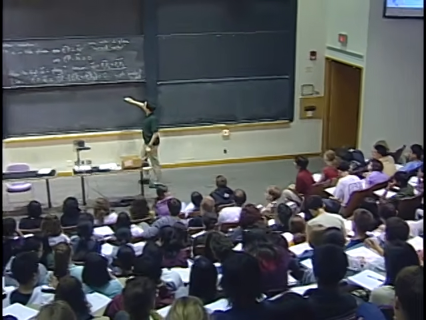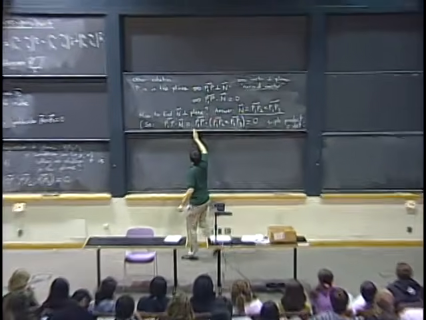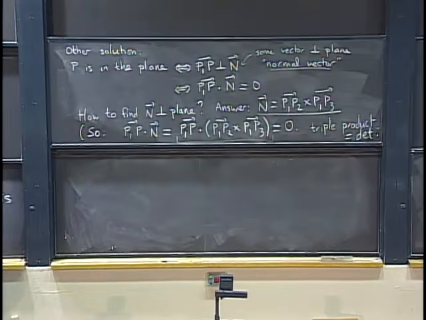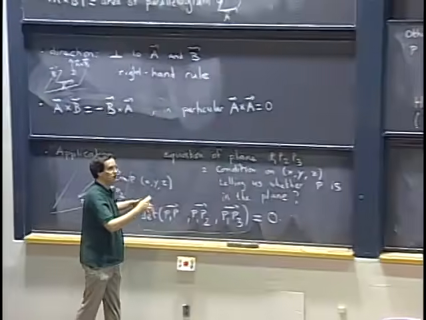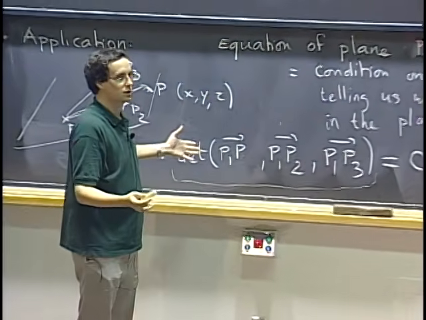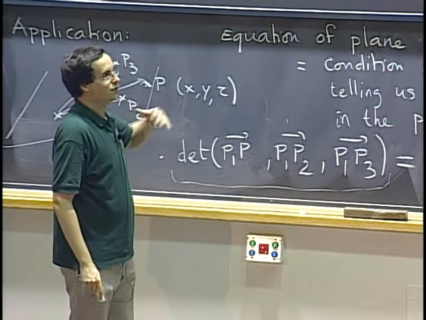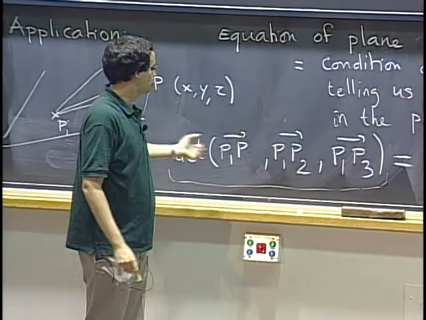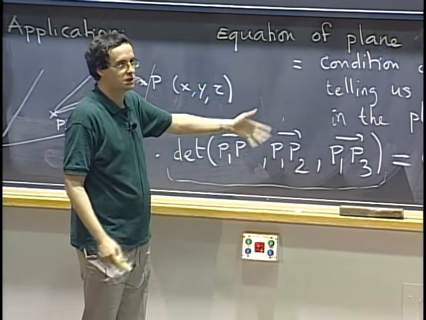So these two quantities, P1P dot cross product, or the determinant of the three vectors, they're always equal to each other. Okay, they're always the same. And now if a point is not in the plane, then the numerical value will be non-zero. If P is in the plane, it will be 0.